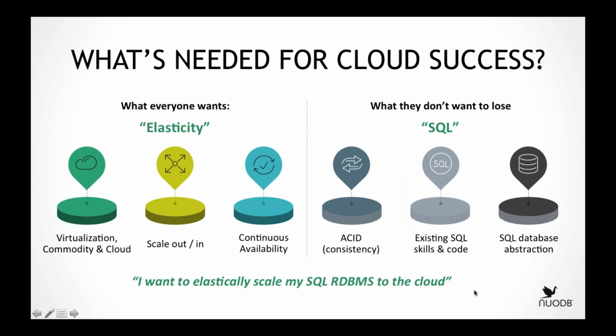So what is needed for cloud success when we think of our database running in the cloud? Well, we've talked about these two terms, elasticity and SQL, and everybody wants elasticity. What elasticity delivers is some of these items I mentioned before, but specifically benefiting from commodity, lower cost hardware running in the cloud, this scale out and in capability based on application requirements, and of course, continuous availability.